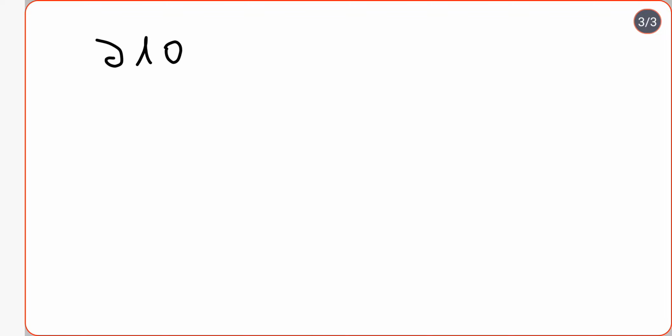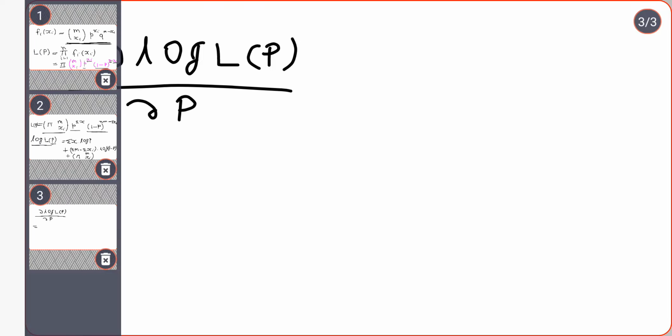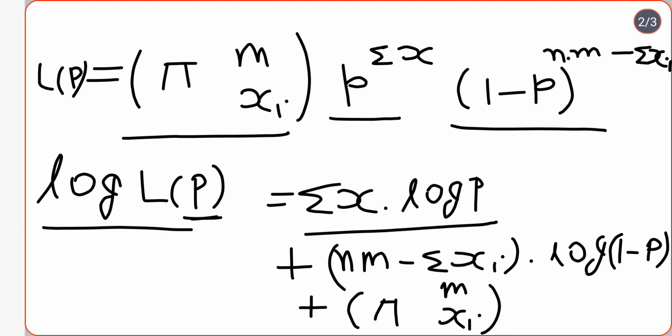So del log L of p with respect to p will become, for this part, when we do the differentiation, summation xi into 1 by p, because the derivative of log p with respect to p is 1 by p. This part will be treated as constant, and log (1 minus p) will become 1 by (1 minus p), and then we have to do the differentiation of 1 minus p, which gives minus again.